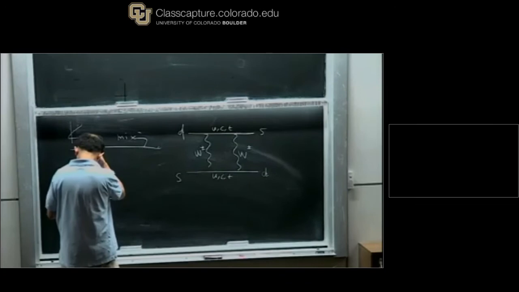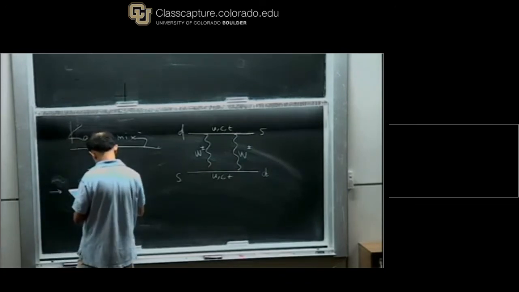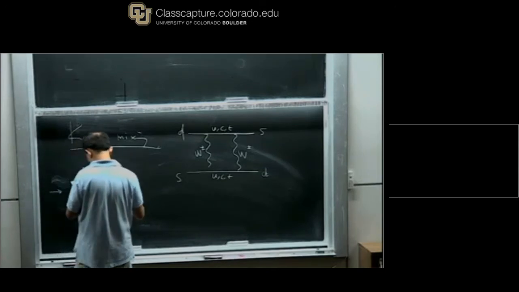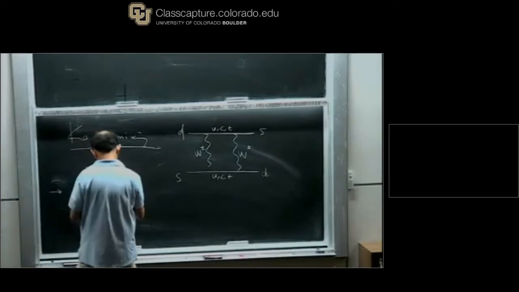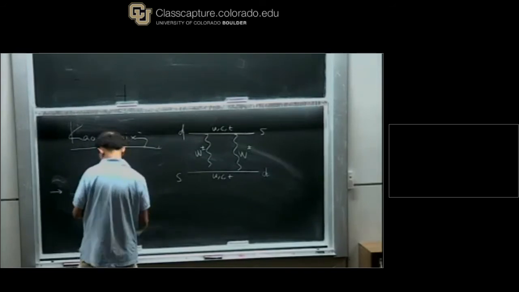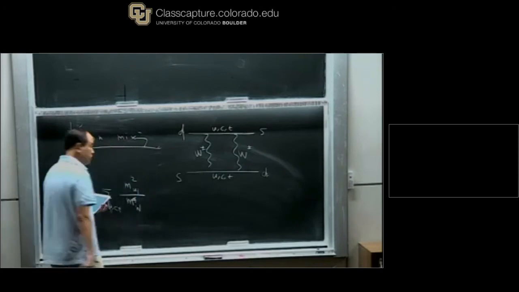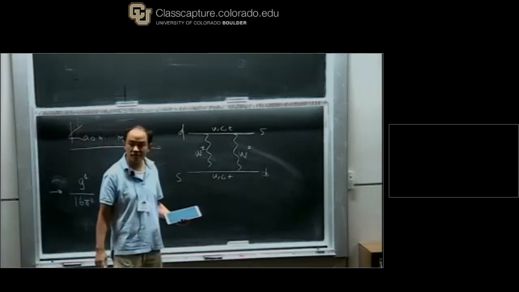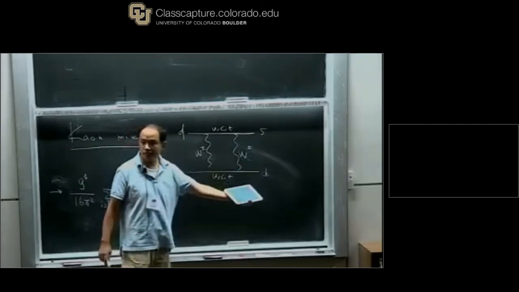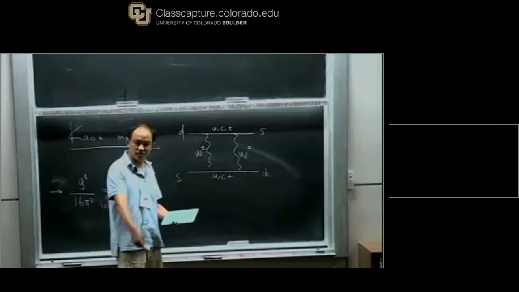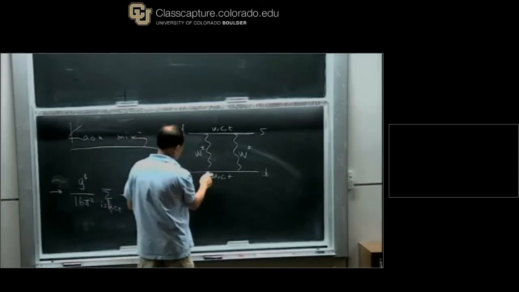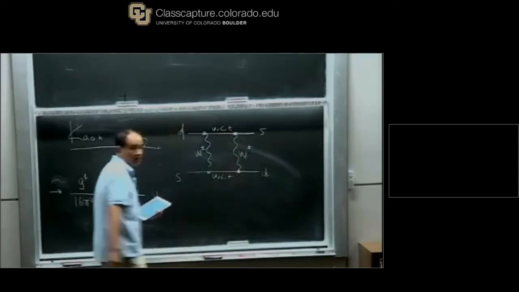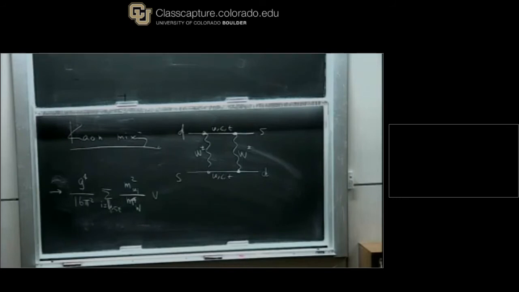Sum over I, where I equals U, C, and T, of m_I squared over M_W to the fourth. M_W to the fourth is simple to understand, I hope, because there are these two W propagators. At very low energy, each of them gives you 1 over M_W squared. And these are the vertices that come from the charged current interaction.